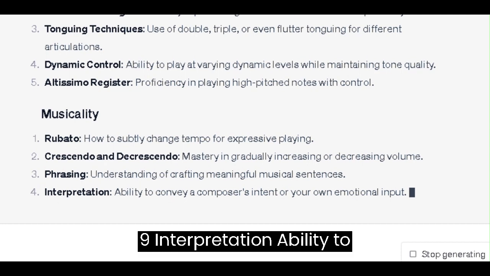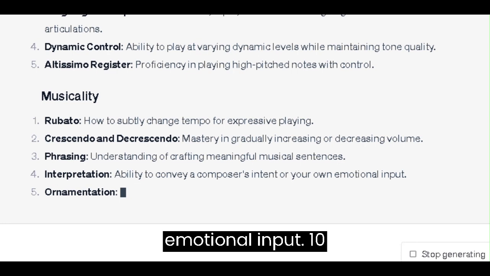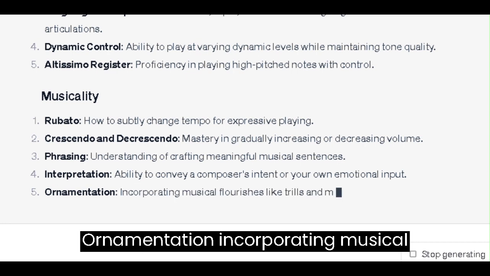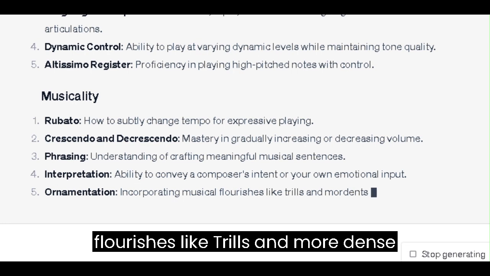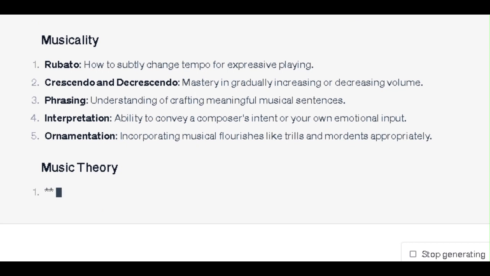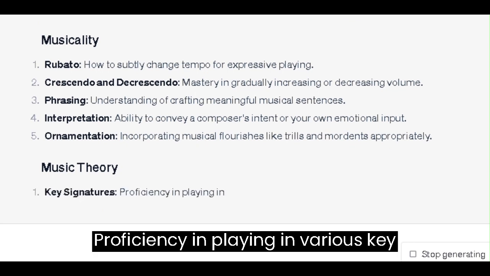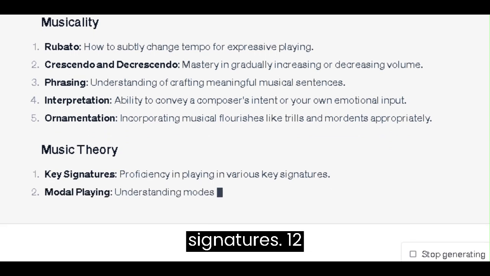9. Interpretation, ability to convey a composer's intent or your own emotional input. 10. Ornamentation, incorporating musical flourishes like trills and mordents appropriately. Music theory. 11. Key signatures, proficiency in playing in various key signatures.